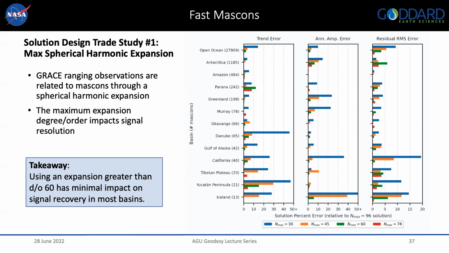There were a couple of very particular cases where a higher order expansion did a much better job, but by and large, anything from 60 and up was going to do a pretty good job coming up with the same answer.